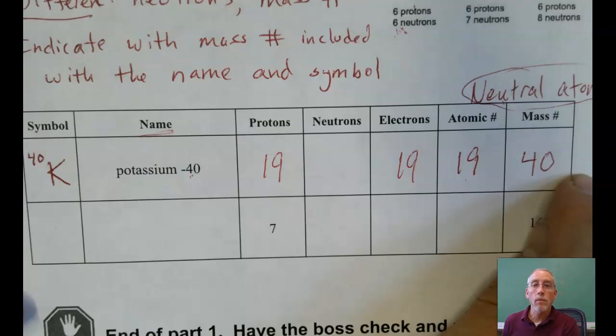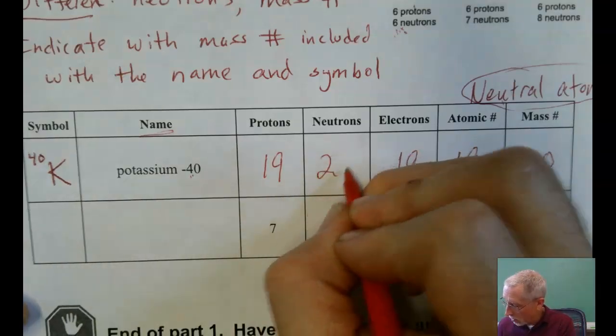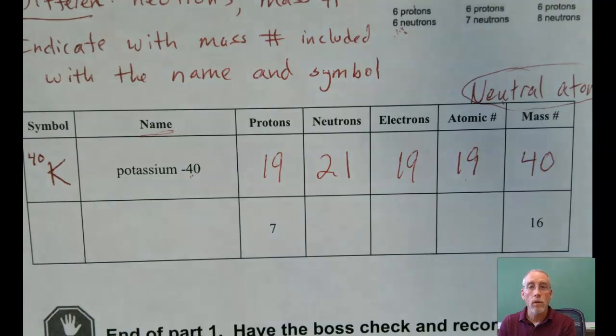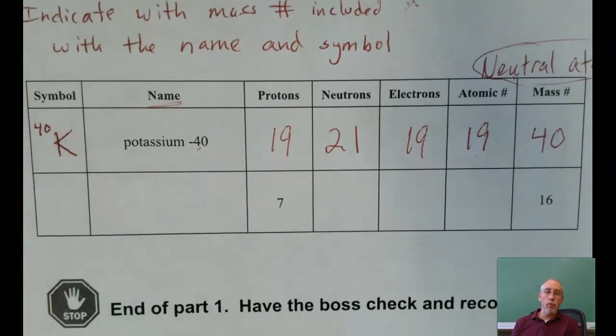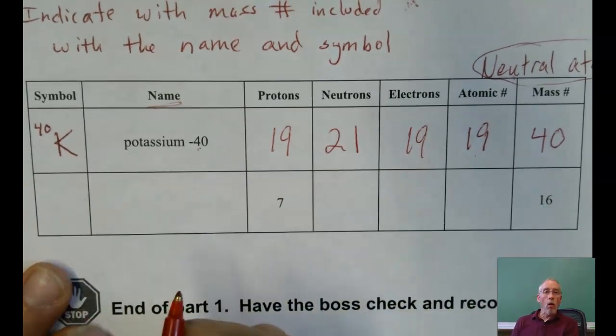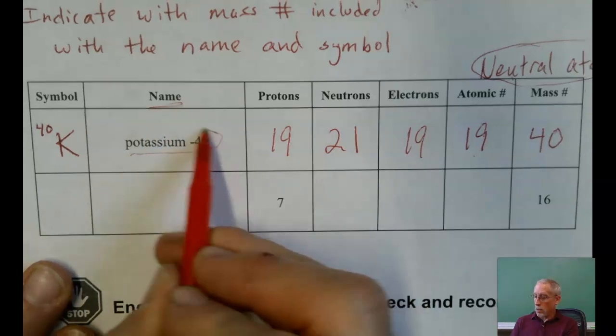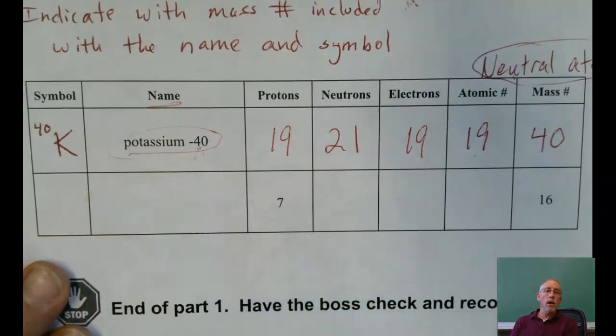The rest of it then is the neutrons. I will do that math for you. It's 21. You can check me on that. 21 and 19 does indeed add up to 40. So we have completed everything we know about this atom. And all we started with was the name with the included mass number at the end.